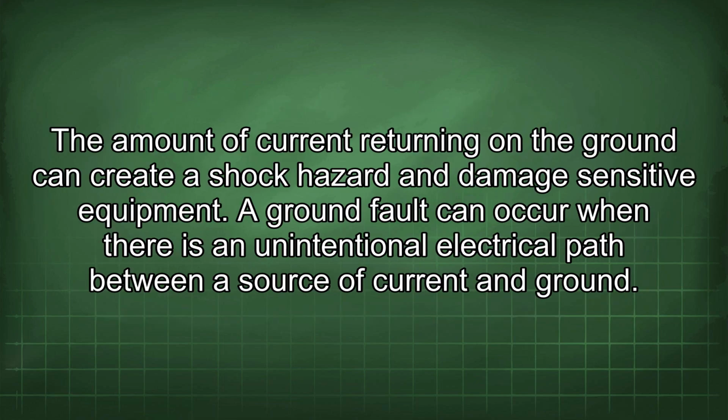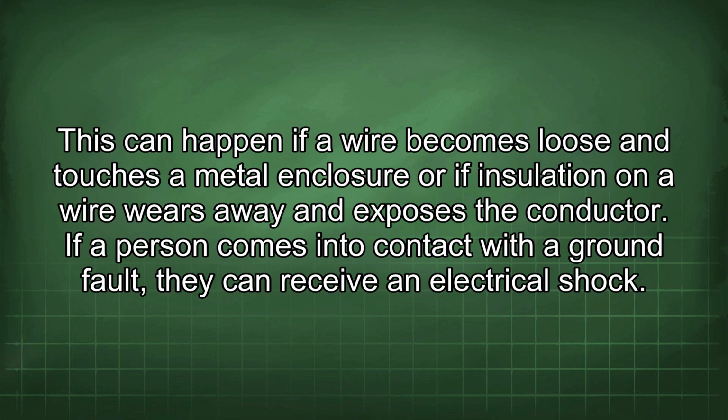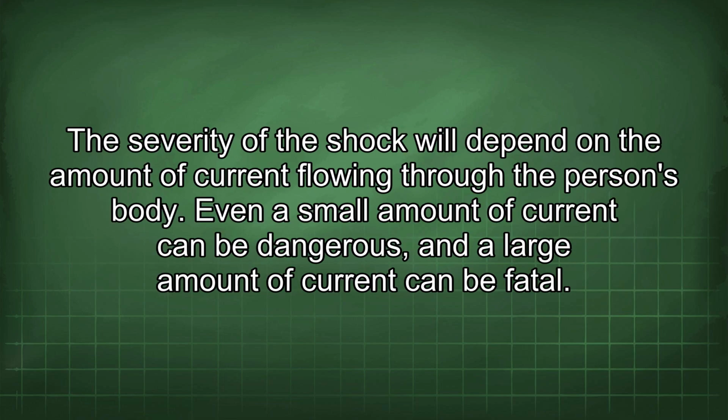The amount of current returning on the ground can create a shock hazard and damage sensitive equipment. A ground fault can occur when there is an unintentional electrical path between a source of current and ground. This can happen if a wire becomes loose and touches a metal enclosure, or if insulation on a wire wears away and exposes the conductor. If a person comes into contact with a ground fault, they can receive an electrical shock. The severity of the shock will depend on the amount of current flowing through the person's body. Even a small amount of current can be dangerous, and a large amount of current can be fatal.